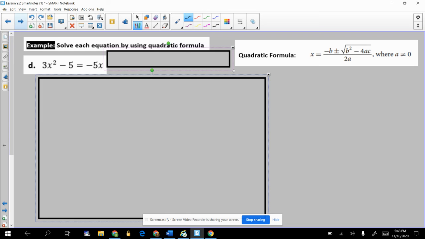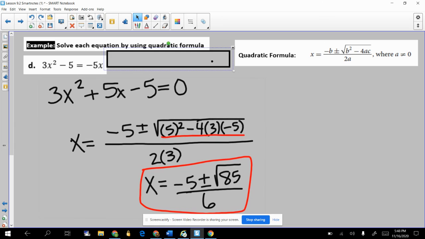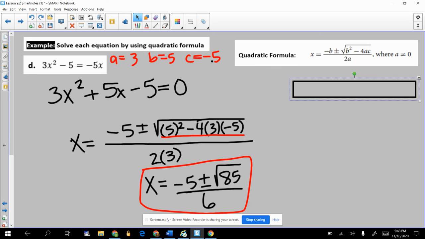All right, so hopefully you paused and you went ahead and got your equation in standard form set equal to 0. And then you found what your a, b, and c values are. And then you plugged it into your quadratic formula. And then you plugged in what's under the radical first and got 85. And you simplified to get negative 5 plus or minus the square root of 85 all over 6. And that's it. That's your final answer.